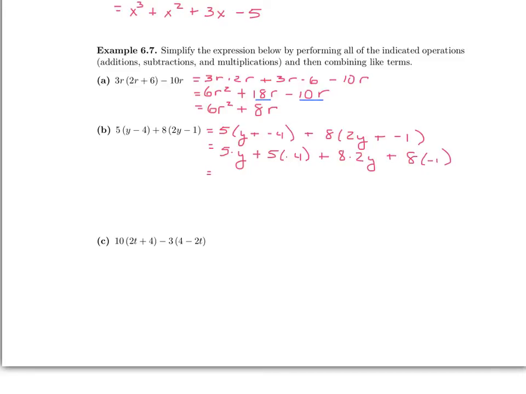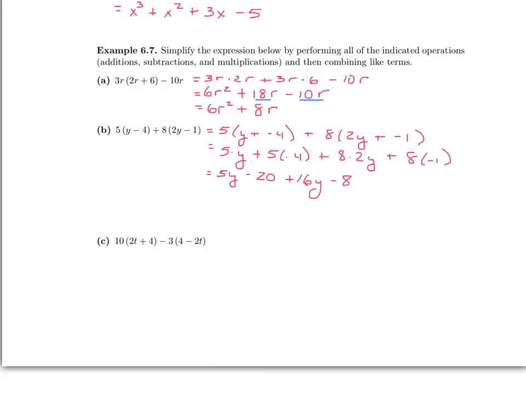Now let's simplify. 5 times y is 5y. 5 times a negative 4 is a negative 20. So we're adding a negative 20, which is the same thing as subtracting 20. 8 times 2y is really 16y. And 8 times negative 1 is negative 8. So we're really adding a negative 8, which means we're subtracting 8.